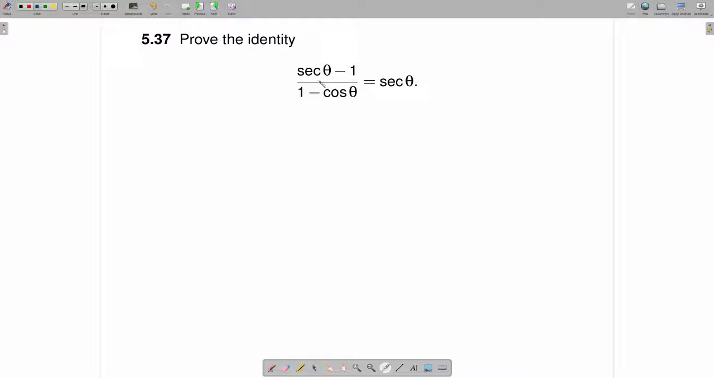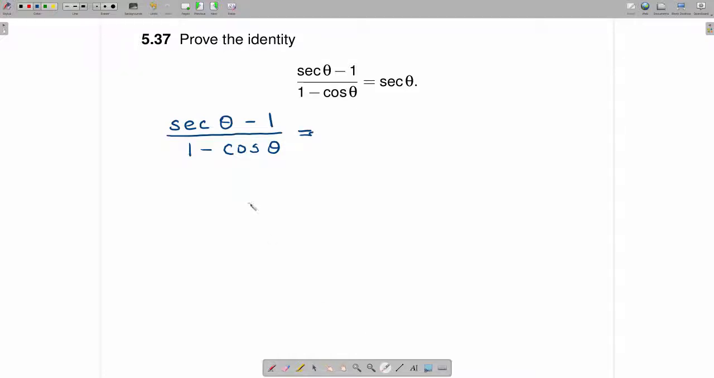The strategy in this case is going to be to pick the more complicated of the two sides. It's tough to know what to do with the secant theta, but there's lots that can be done with this more complicated side. So we're going to start out with that. Secant of theta minus 1 divided by 1 minus the cosine of theta.